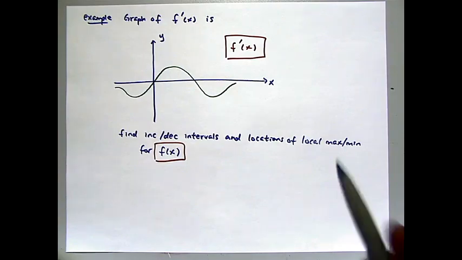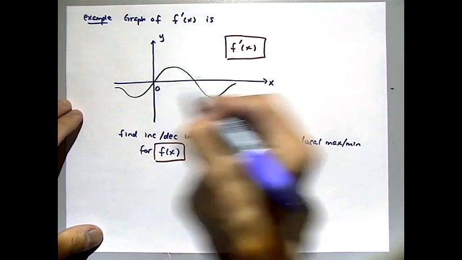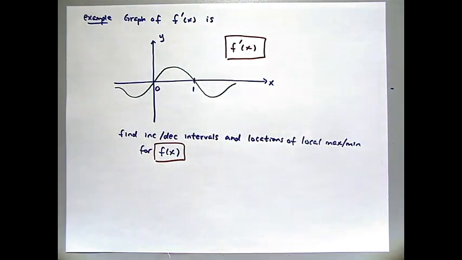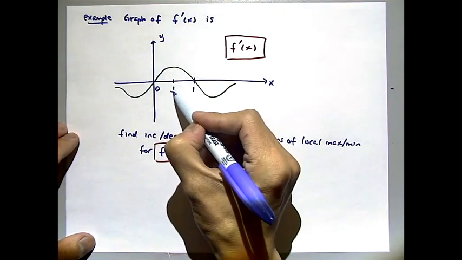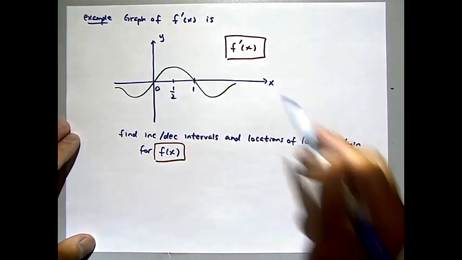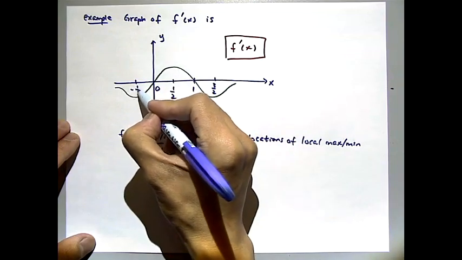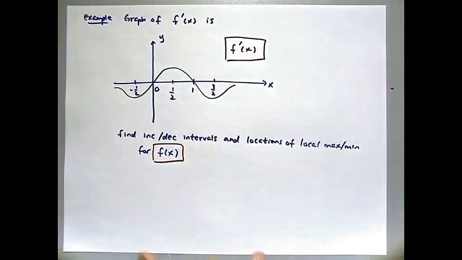Let me label these things. This is 0, this is 1. This occurs at halfway in between. This is 3 over 2. This is minus 1/2 for x, going in intervals of 1/2.